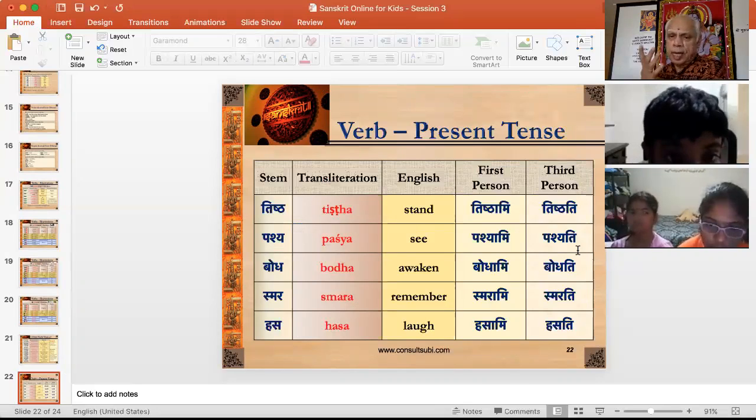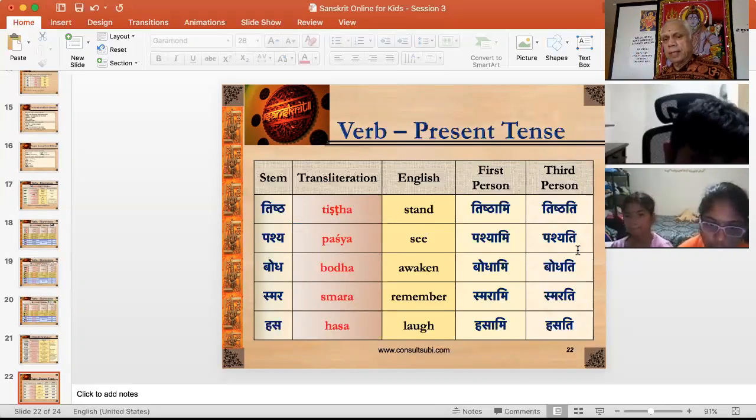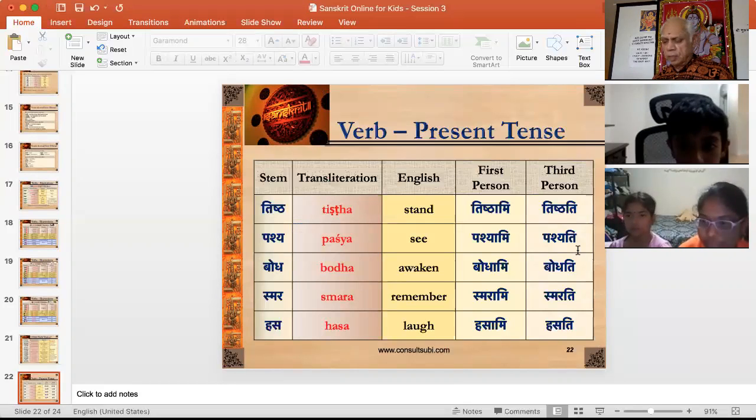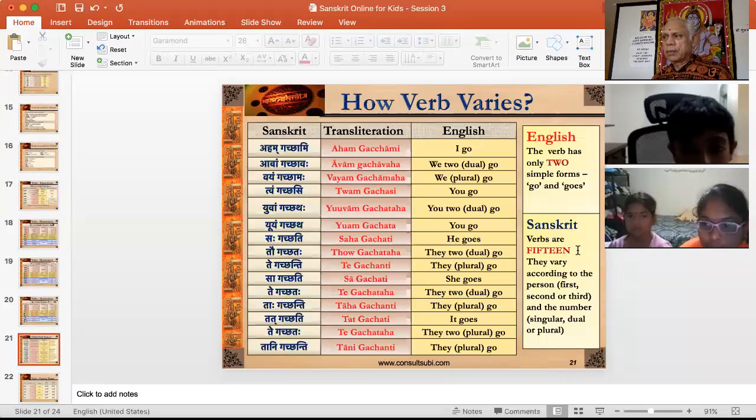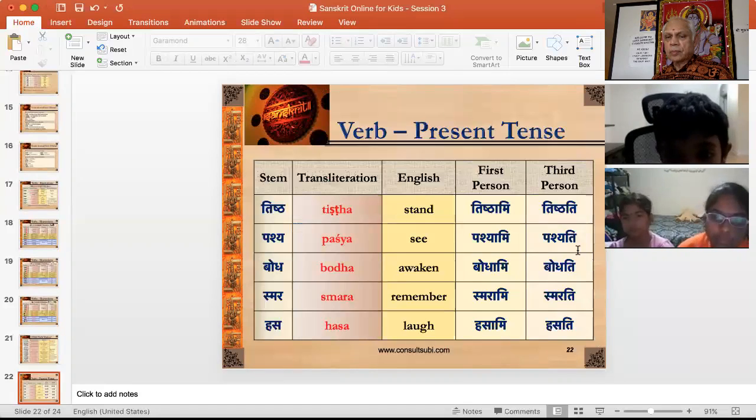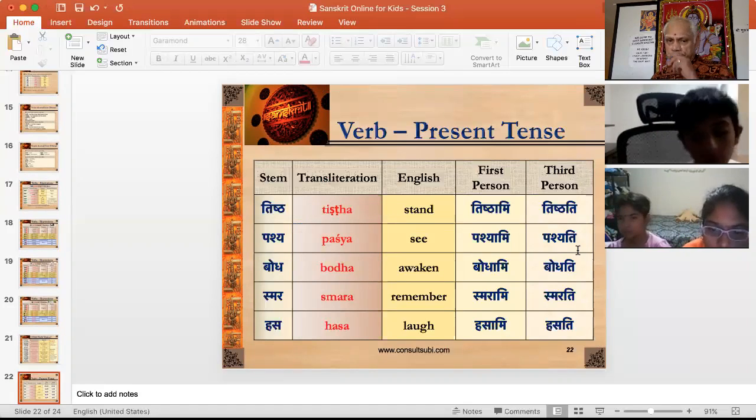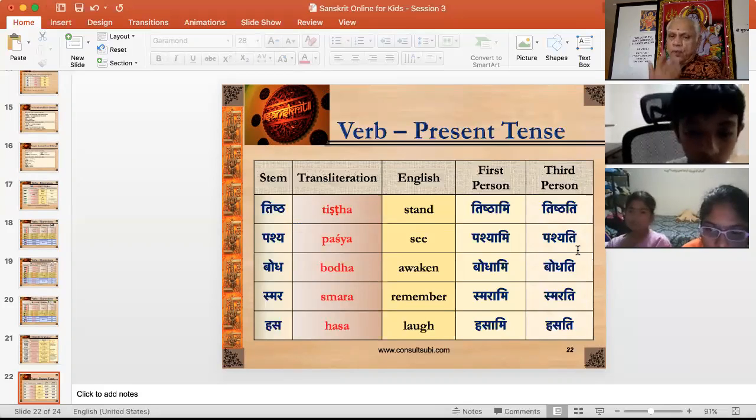Like tishta means to stand. Aham tishtami. I am standing. Third person, how do you say third person? It goes. Tat gacchati. Tat tishtati. Same way, pashya means to see. Pashyami, aham pashyami. Tat pashyati.